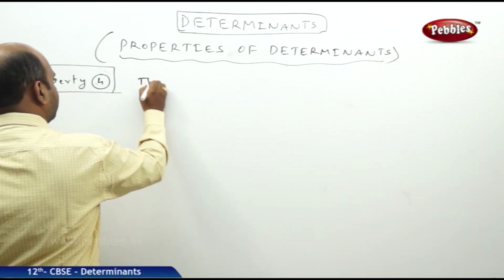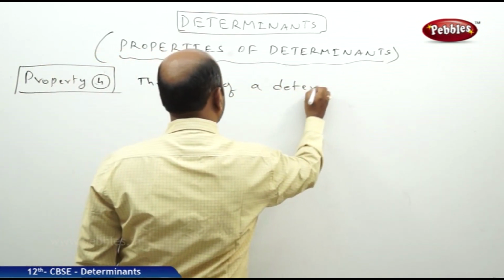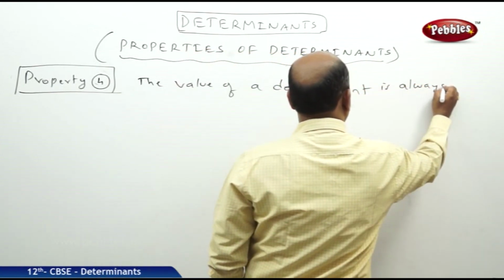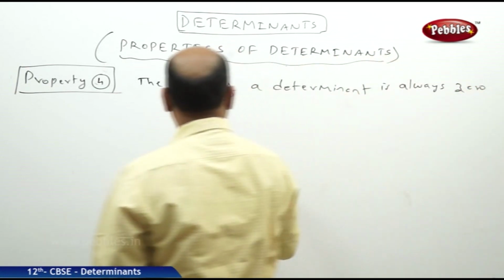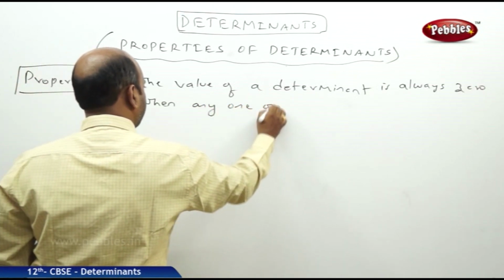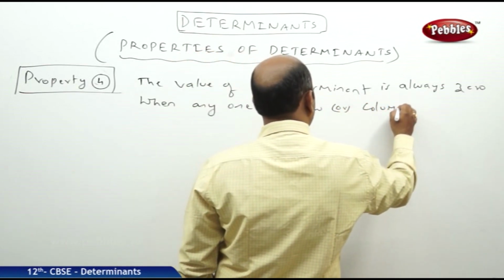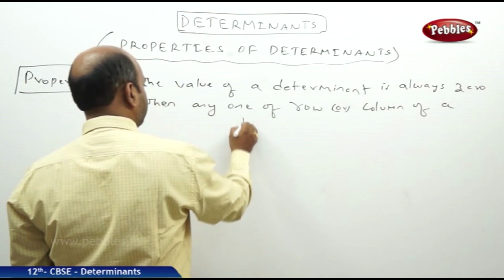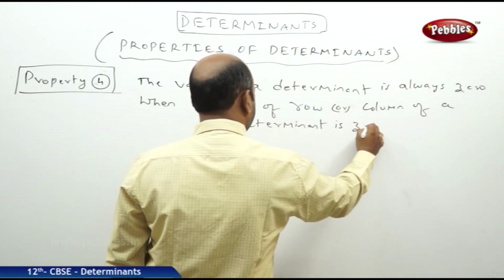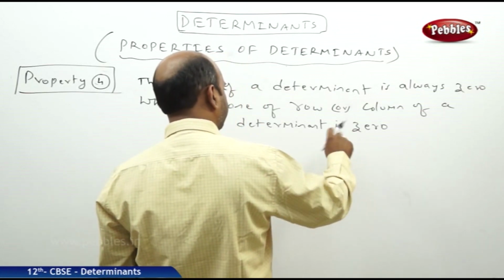Next, the value of a determinant is always 0 when any one row or column of a determinant is zeros.